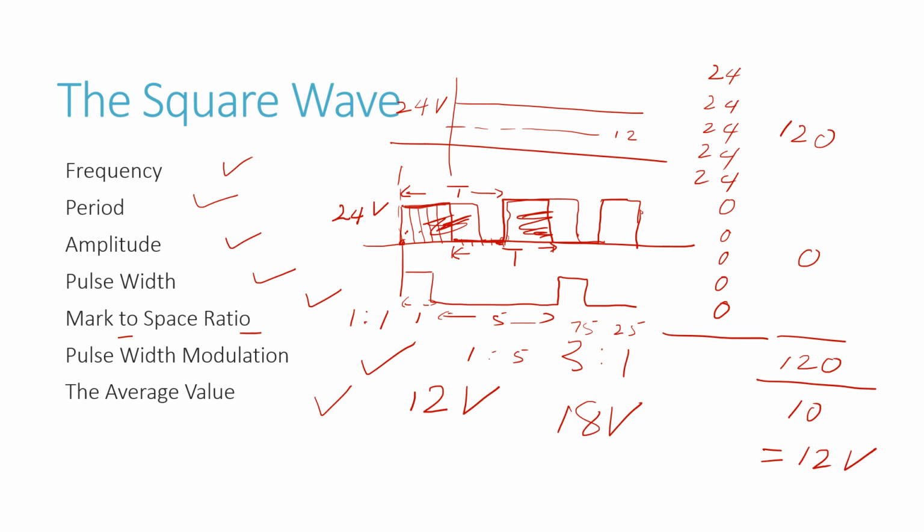So to recap, we know the frequency. The frequency is how many cycles per second. The period is the length of time for a complete cycle. And remember that period T is equal to 1 divided by the frequency. Okay? We know what the amplitude is. Pulse width, length of the pulse. Mark to space ratio, how much is on to how much is off. Pulse width modulation, the changing of the mark to space ratio, and of course the average value depending upon the mark to space ratio.